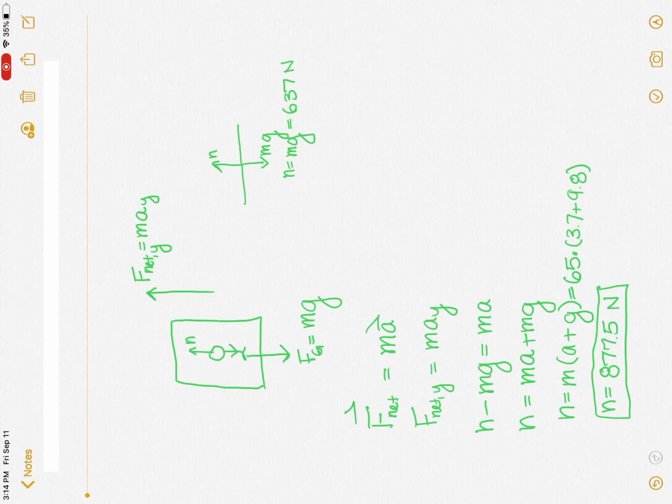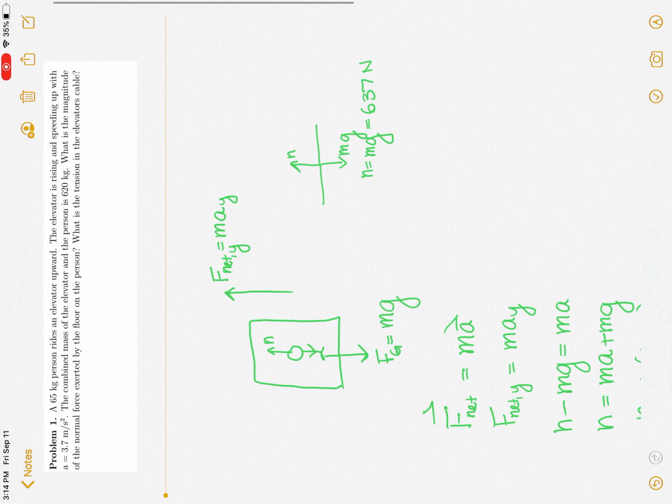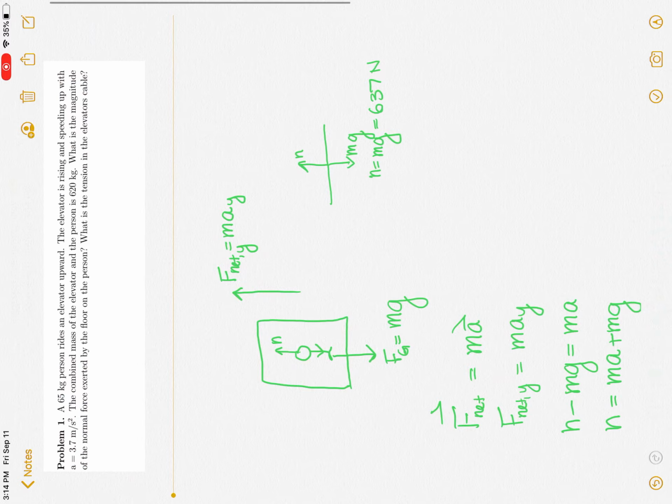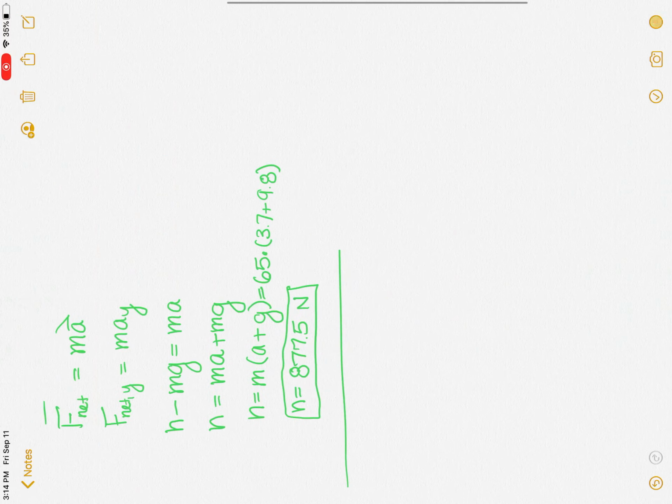So when we're comparing, if the person is moving upwards in the elevator and accelerating upwards, then we see that they weigh more than if they were just standing still on an elevator that isn't accelerating. Now let's take a quick look at the second part of the problem. What is the tension in the elevator's cable? We see that the combined mass of the elevator and the person is 620 kilograms.